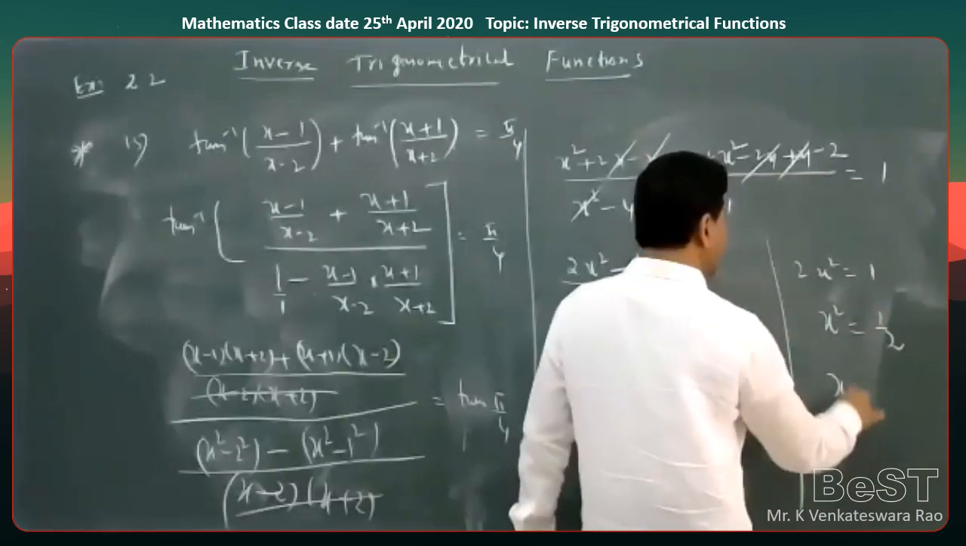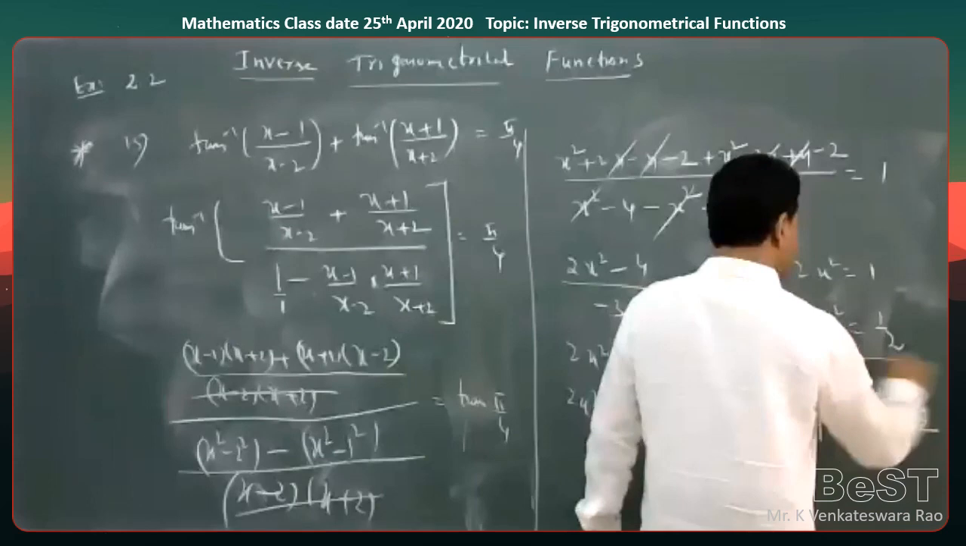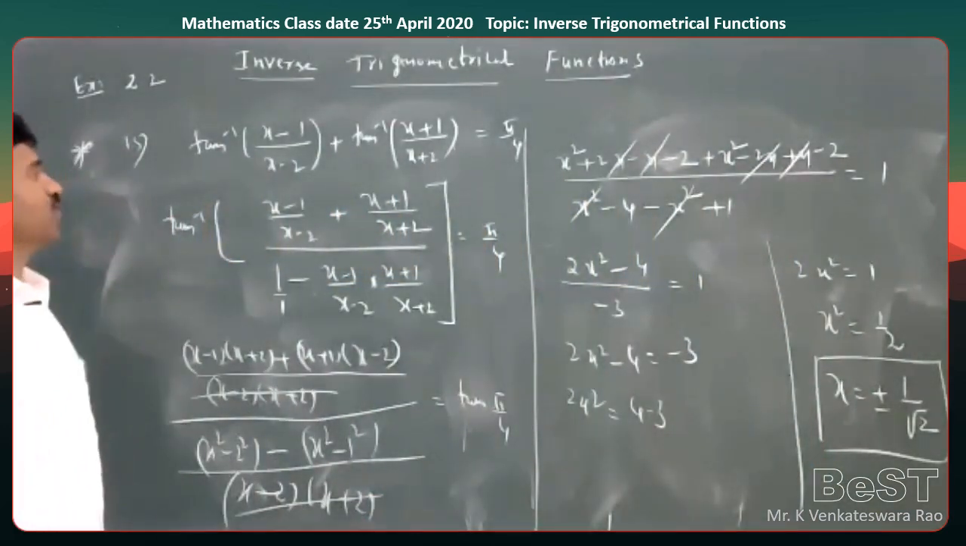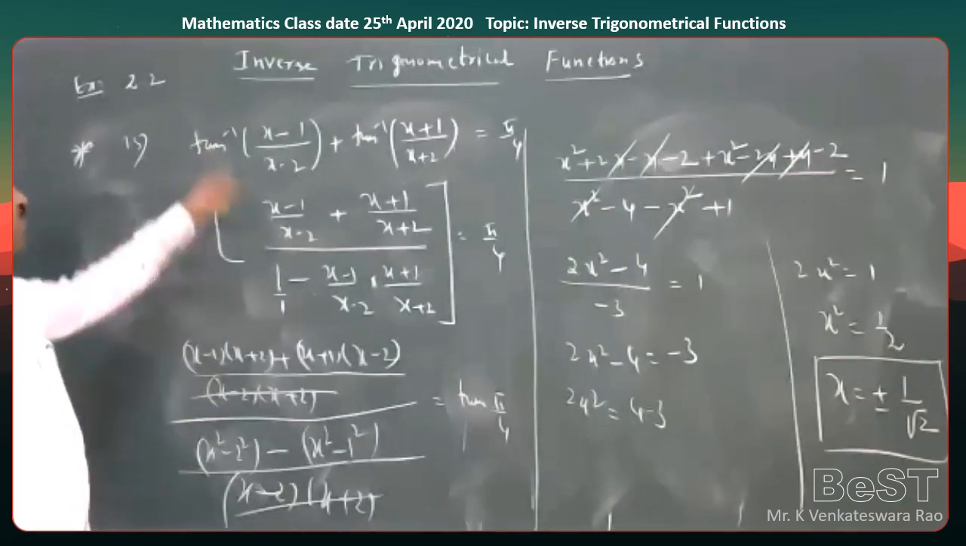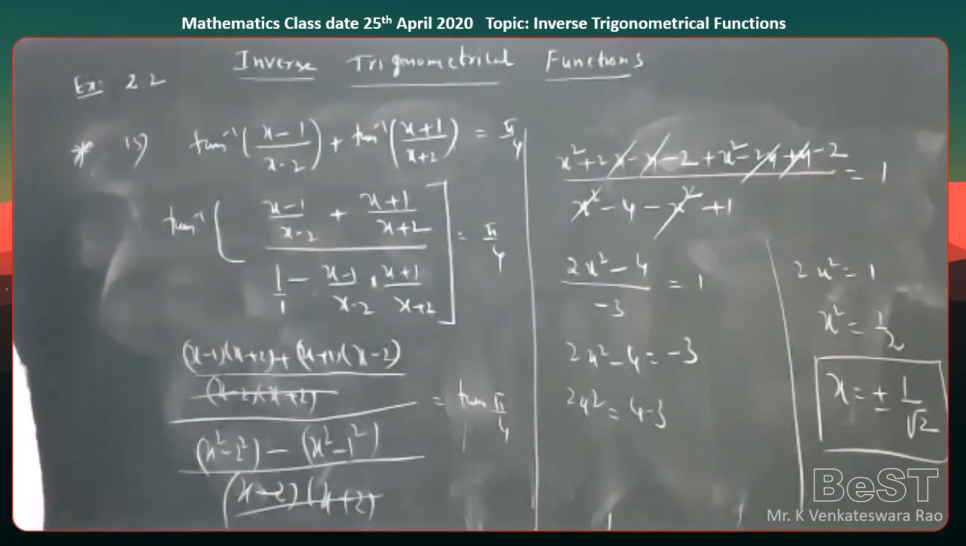What is x value? Plus or minus 1 by root 2. This is your solution set. x is equal to plus or minus 1 by root 2. Most important problem. Practice immediately. Solve for x.